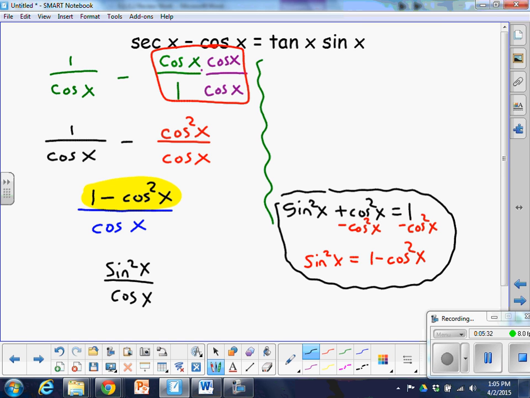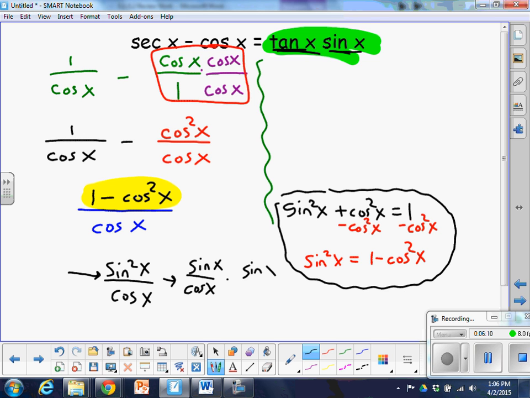Okay, and now if you want to, you could keep going on this, or you might want to look at the other side of the equation. So I'm looking at the other side of the original problem. It's tangent times sine x on the highlighted part. We have sine squared over cosine, so algebraically, I know it needs to be tangent times sine. So from what we have here, sine squared, I could actually write it like this.